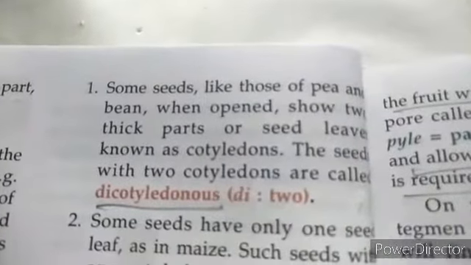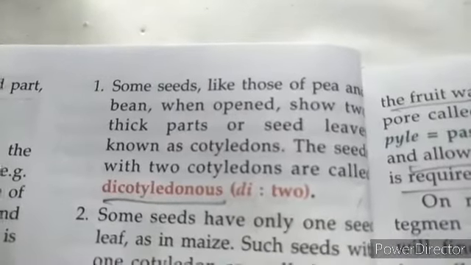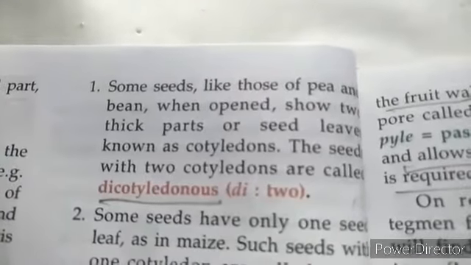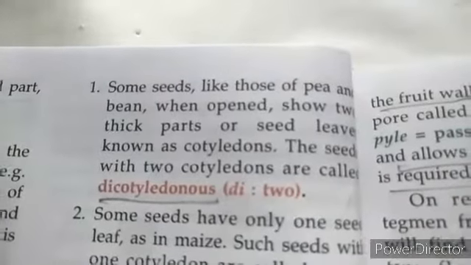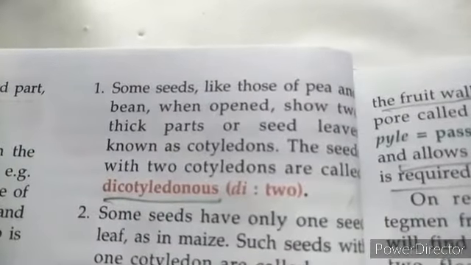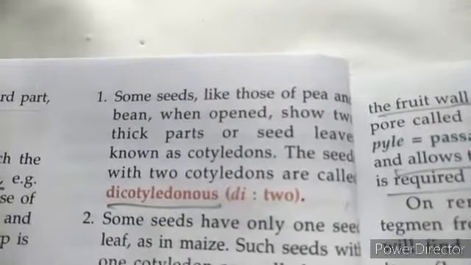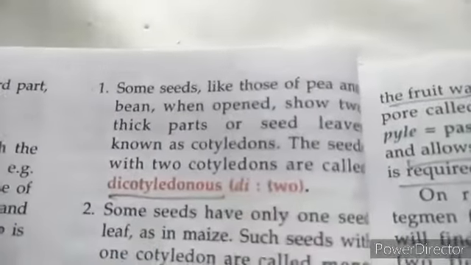Some seeds, like those of pea and bean, when opened, show two thick parts or seed leaves known as cotyledons. So we came to know seed leaves are cotyledons. The seed with two cotyledons is known as dicotyledonous, that means having two cotyledons. One example is bean, and another example is pea.